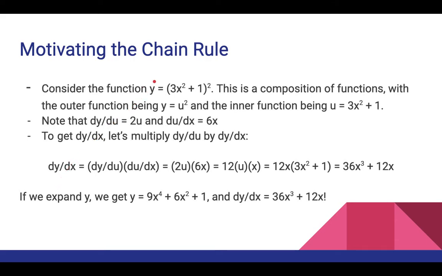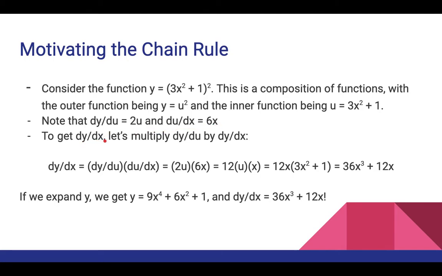So now let's extend this principle and idea to a function. Let's consider the function y equals (3x squared plus 1) squared. This is a composition of functions, with the outer function being y equals u squared and the inner function being u equals 3x squared plus 1. As we take the derivative of y with respect to u, we're going to get 2u, and if we take the derivative of u with respect to x, we're going to get 6x.